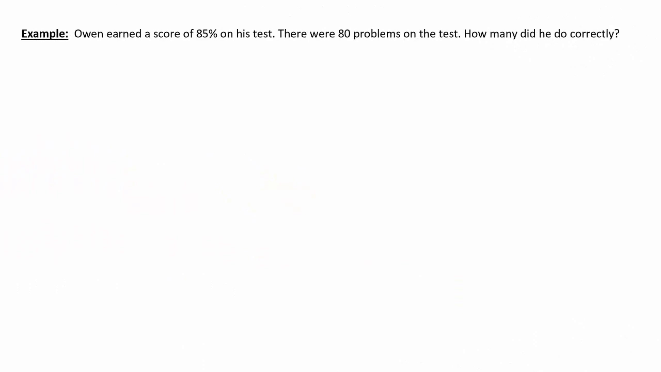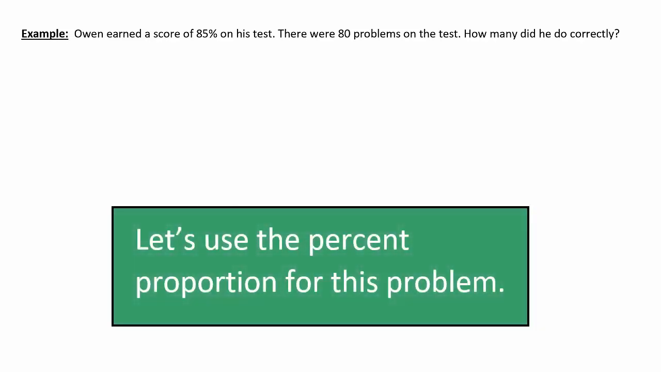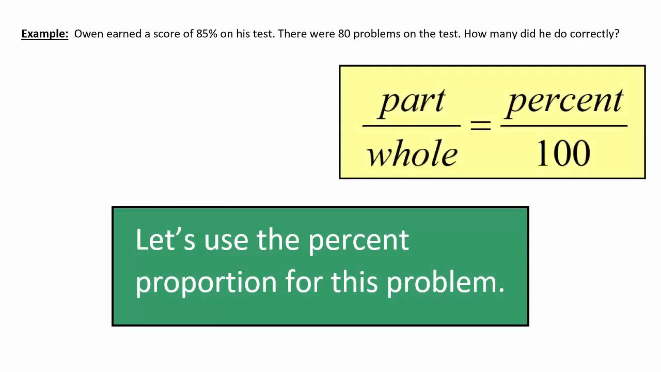Owen earned a score of 85% on his test. There were 80 problems on the test. How many did he get correct? For this problem, we'll use the percent proportion. It doesn't matter. I just wanted to show both methods.